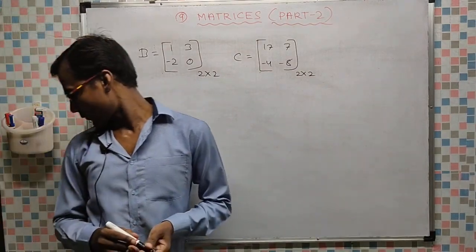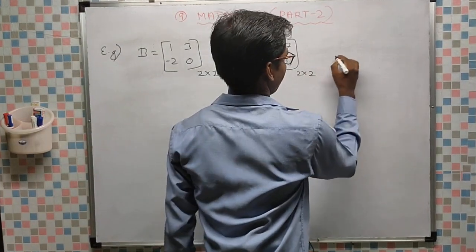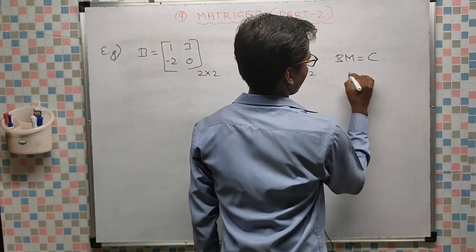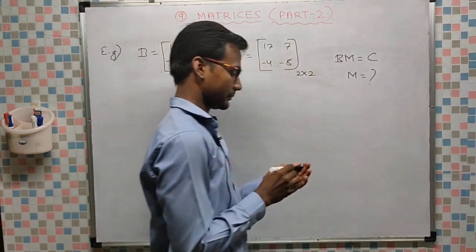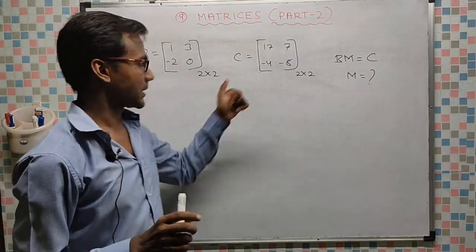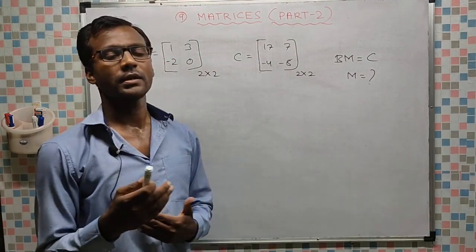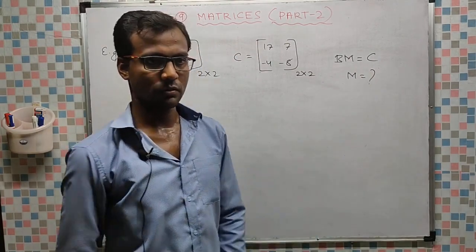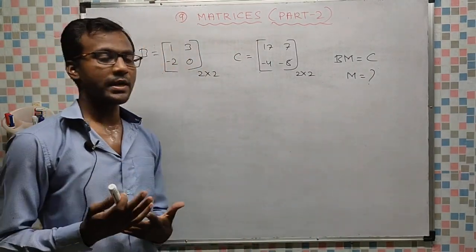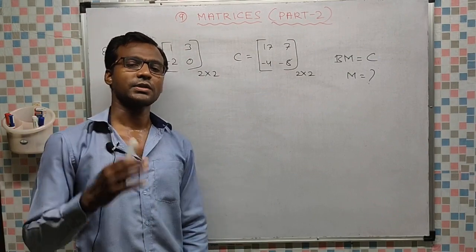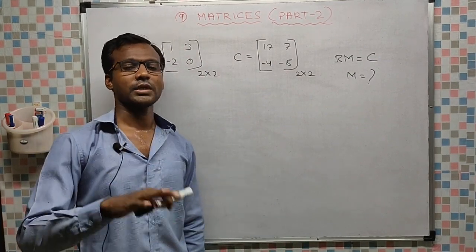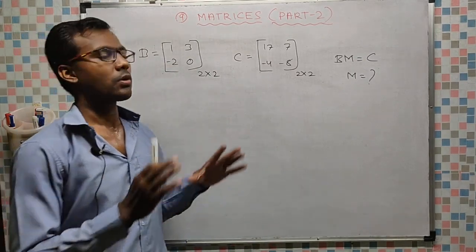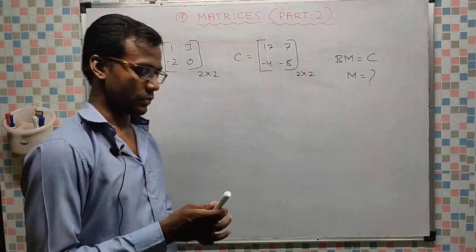Then we have been asked to find matrix M such that BM is equal to C. B is given, C is given. We have been asked to find the matrix M such that B into M gives you C. We don't have any idea about the matrix M. What is its order? What is its number of rows? What is its number of columns? So first let us get the order of the matrix M using the formula.